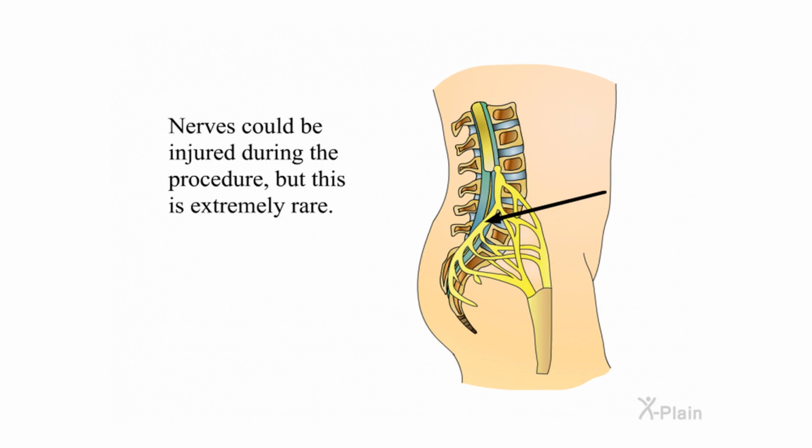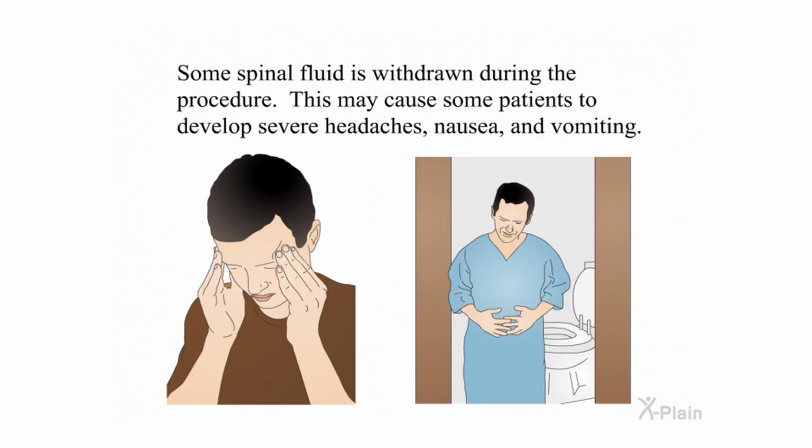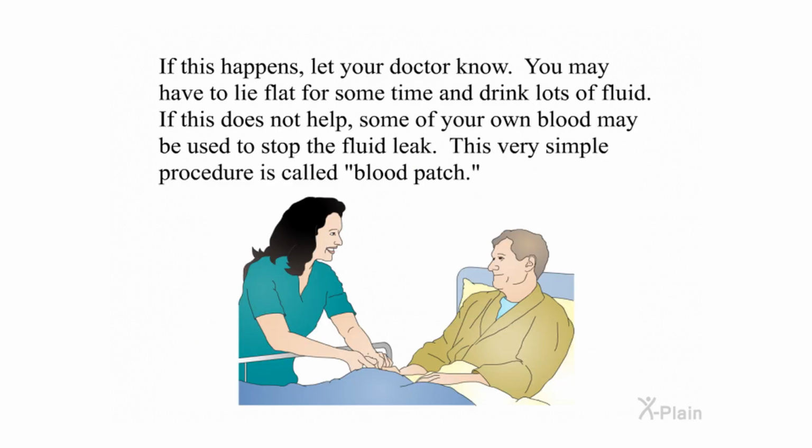Nerves could be injured during the procedure, but this is extremely rare. Some spinal fluid is withdrawn during the procedure. This may cause some patients to develop severe headaches, nausea, and vomiting. If this happens, let your doctor know. You may have to lie flat for some time and drink lots of fluid. If this does not help, some of your own blood may be used to stop the fluid leak. This very simple procedure is called blood patch.